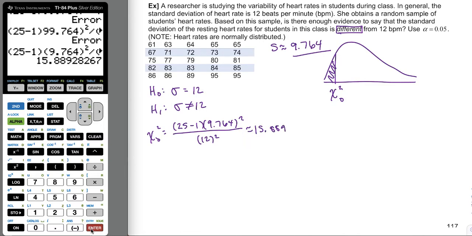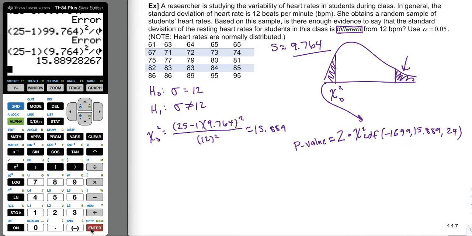15.889. So to find this area here, it would be a chi-square CDF, lower bound, upper bound, degrees of freedom. However, because this is a two-tailed test, you need to find the probability of finding that value or more extreme in both tails. So we also have to account for this area here. So we do 2 times chi-square CDF. And this will always be the case when you are doing a two-tailed test on a hypothesis test for standard deviation. So this will give us our p-value.